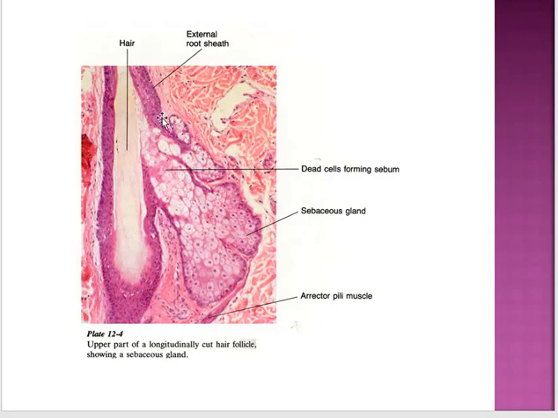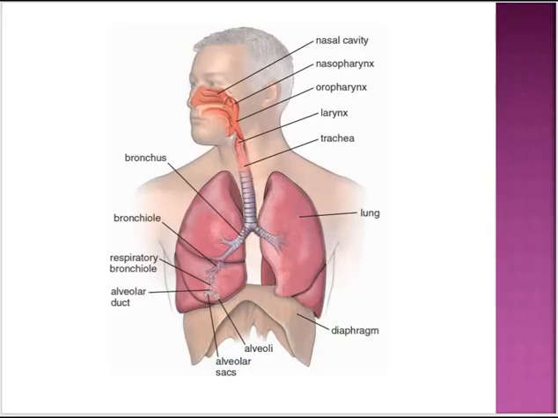Okay, that is about the skin and skin appendages. Now let's go to the respiratory system. The respiratory system, the lungs and the airways leading to and from the lungs, distributes oxygen and removes carbon dioxide from the cells of the body.